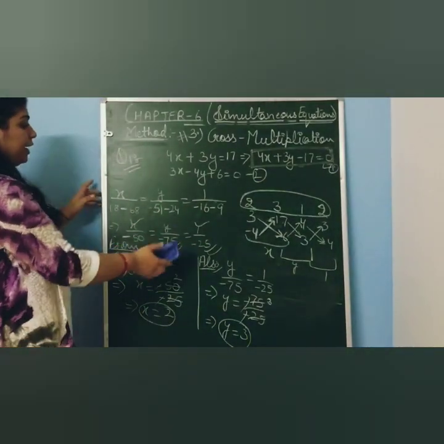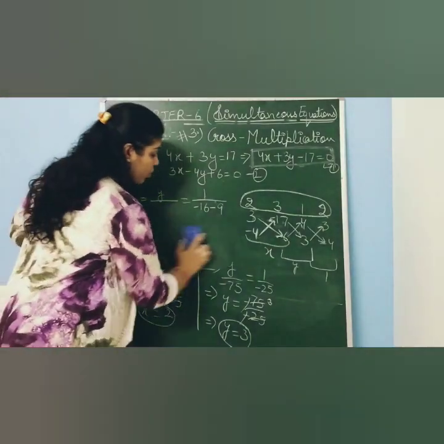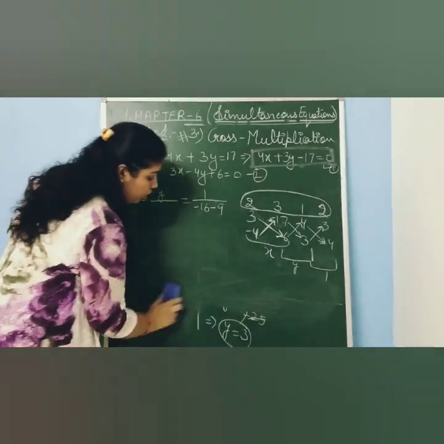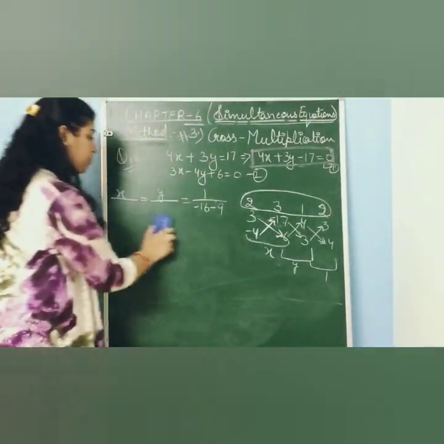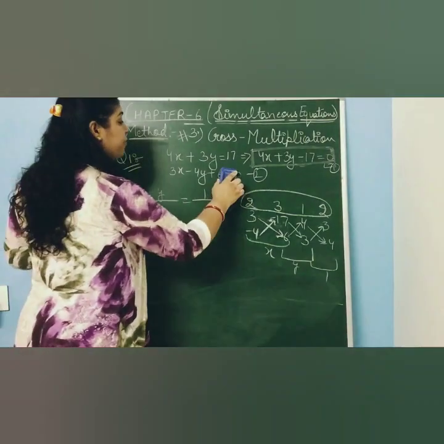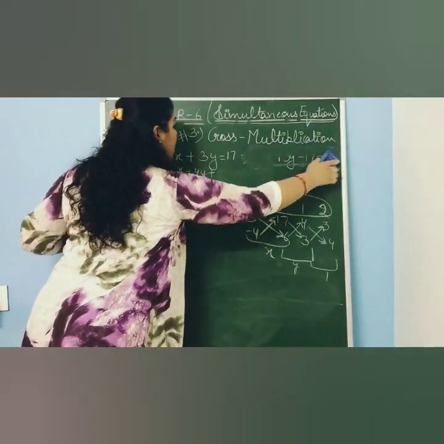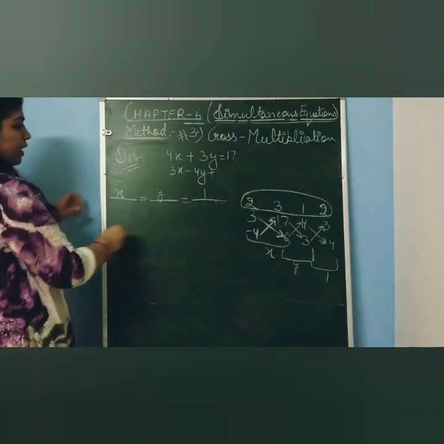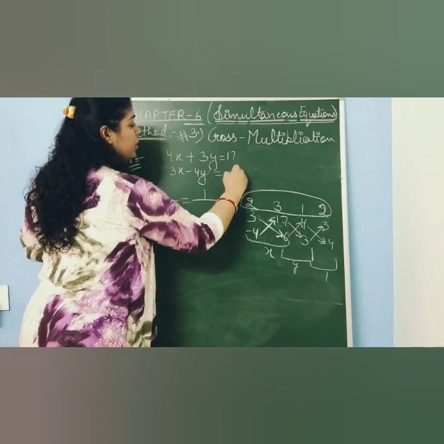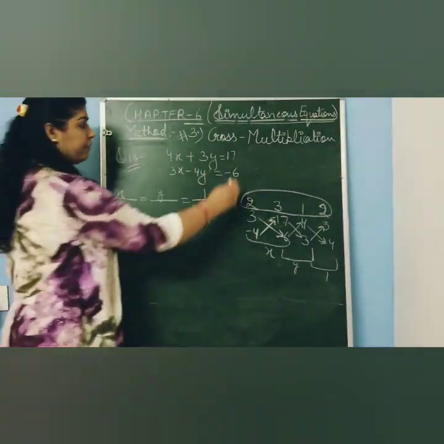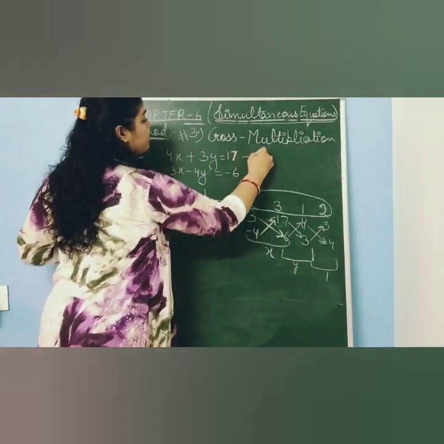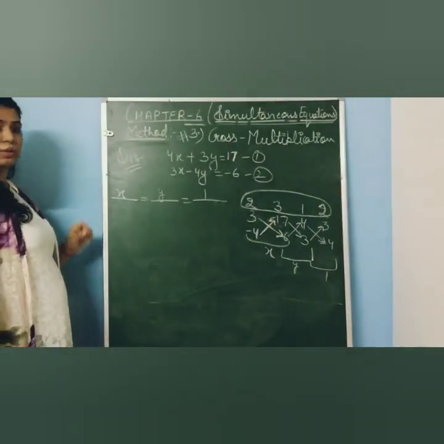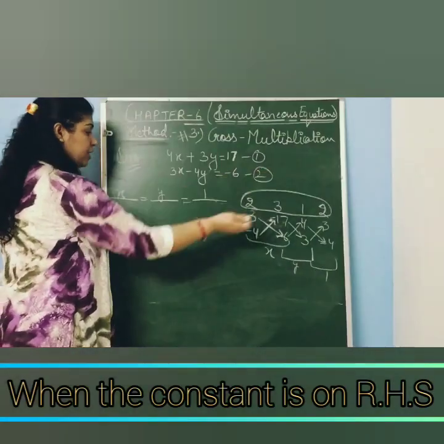Now let us see with the same question. It is clear to you that x is 2 and y is 3. I am going to solve the same question, but with a little bit difference, and that difference is I am not going to put the constant on left hand side. This plus 6, when it will go to this side, it will be negative. If you want to go with this method, then you can. Consider this one as equation number 1, this one as equation number 2. Now constants are on right hand side.